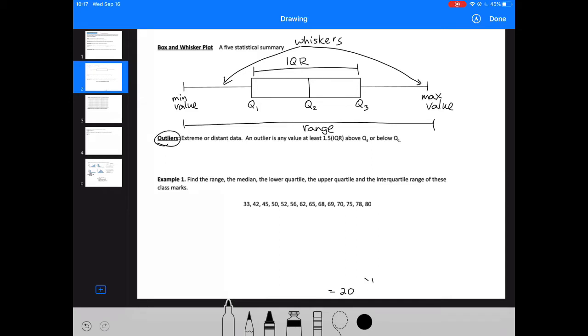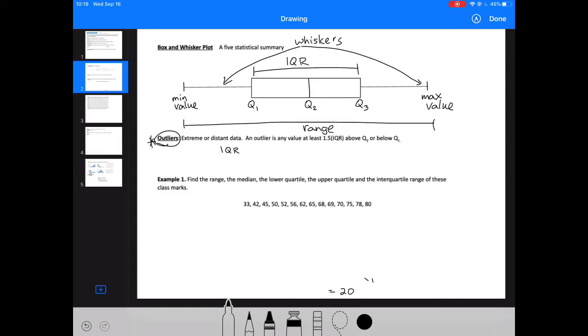Another piece of terminology that you should be familiar with, it's also a good IB exam question because it's sort of an interesting fact here. Outliers represent extreme or distant data, and an outlier is any value at least 1.5 times the interquartile range above Q3 or below Q1.